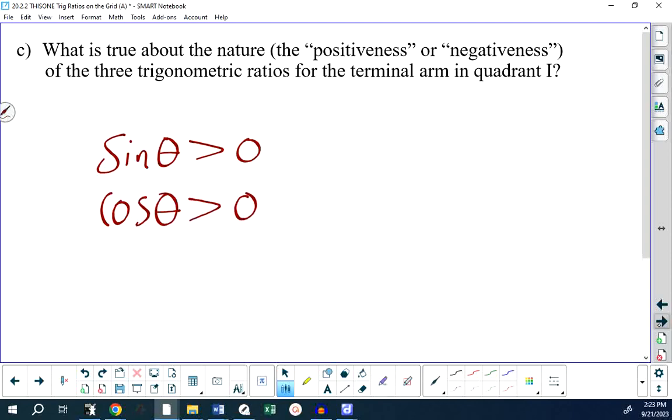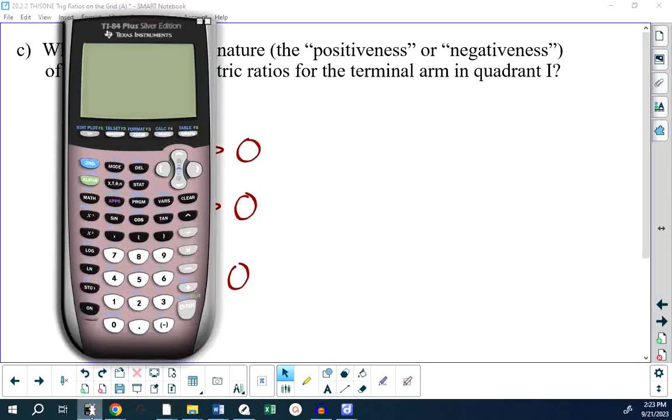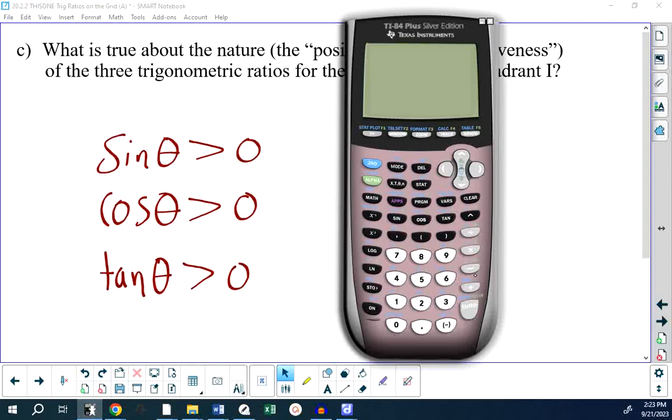Why? I mean, how come? Because cosine of theta is x over r, and in quadrant 1, x is positive. And r is always positive. Tangent of theta in quadrant 1 is always positive. Just briefly here, it doesn't matter which number I use.